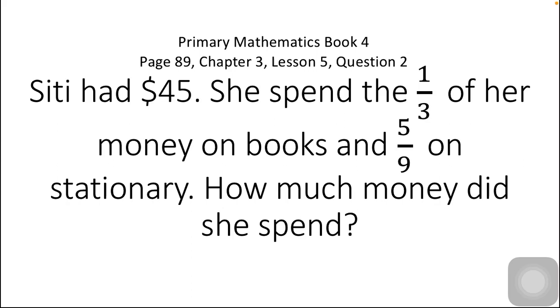So it means 1/3 and 5/9 are the fractions of the money which are already spent, and we have to add these fractions in order to get the total amount of money she actually spent. By adding these fractions, the answer we will get has to be multiplied with $45. Then we will get the solution of this question. Let's move to the solution.